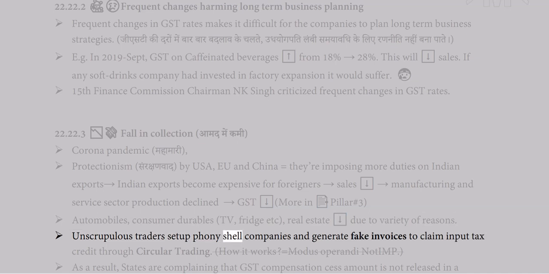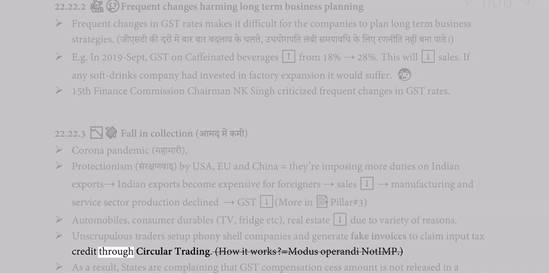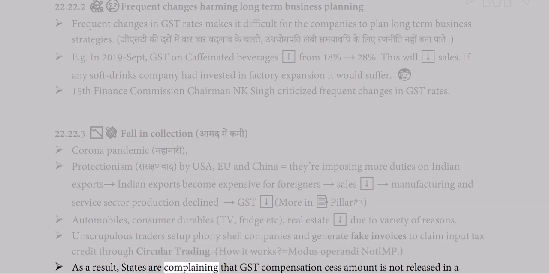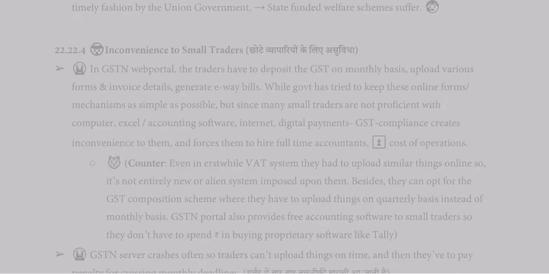Unscrupulous traders set up phony shell companies and generate fake invoices to claim input tax credit through circular trading. How it works, the modus operandi, is not important. As a result, states are complaining that the GST compensation cess amount is not released in a timely fashion by the union government. State-funded welfare schemes suffer.